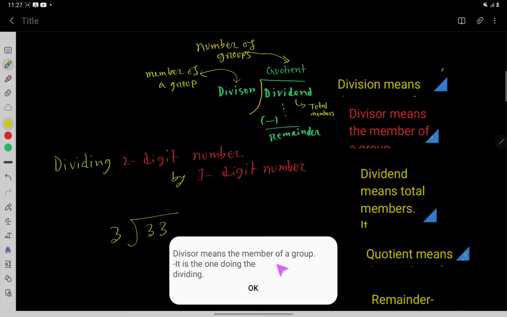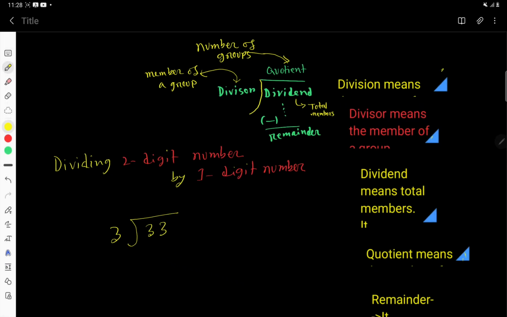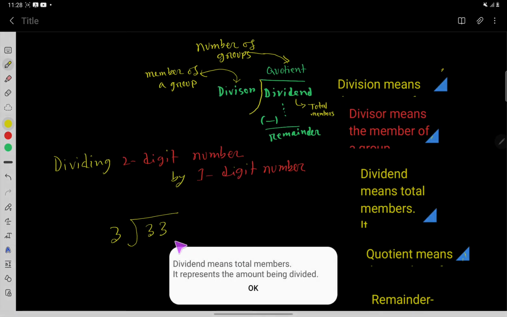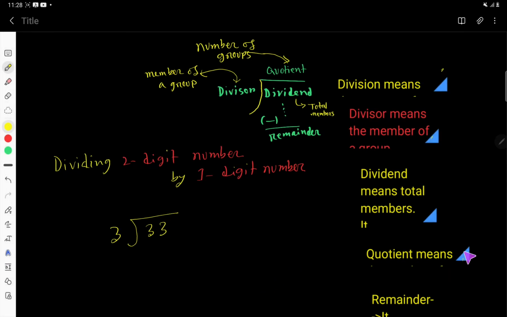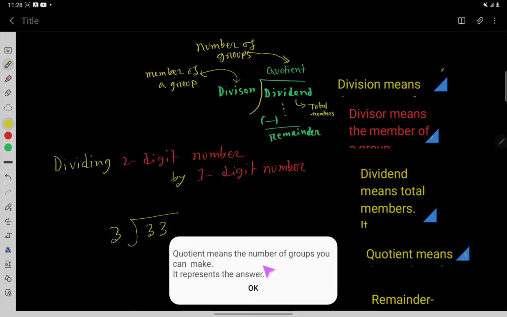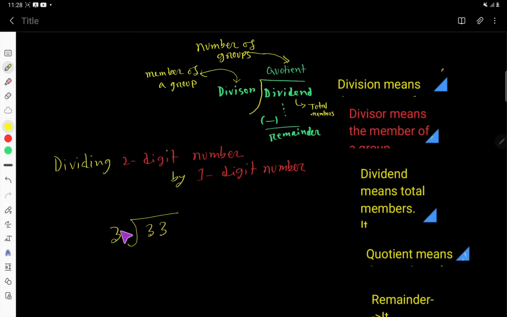Divisor means the members of a group, that is, it is the one doing the dividing, right? Then what is the dividend? Here the dividend means total members. It represents the amount being divided, right? And what is the quotient? Quotient means the number of groups you can make. It represents the answer. So look, you have to consider digit by digit.